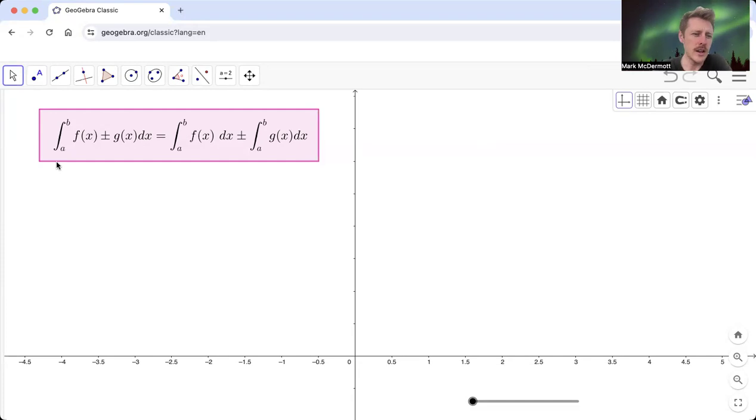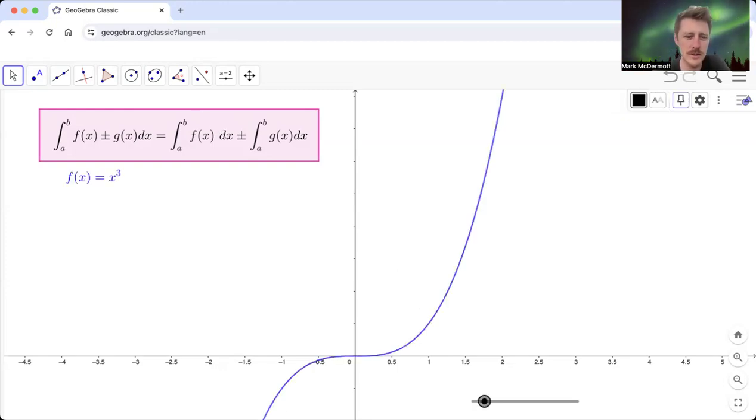So if we look at this situation, we've got the integral from a to b of f of x plus or minus g of x dx. What we're saying is that that's going to be equal to the integral from a to b of f of x dx plus or minus the integral from a to b of g of x dx. Now, all that means is the integral of a sum of two functions is equal to the sum of the integrals. And you'll be familiar with that from earlier on in calculus with derivatives, because if you wanted to take the derivative of a sum of a few functions, you would just take each individual derivative and then add them together. The same is kind of true of integrals.